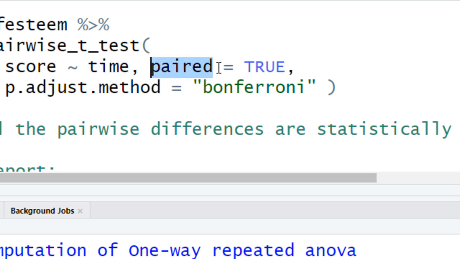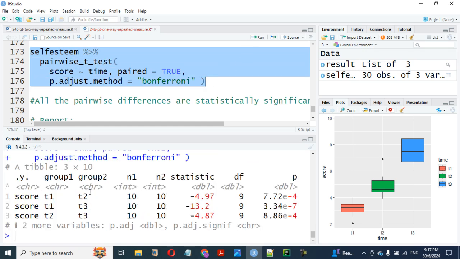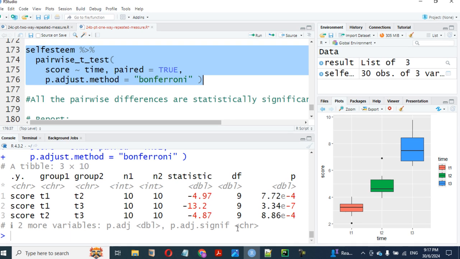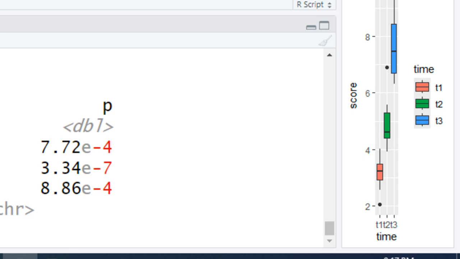So paired is equal to TRUE because it's really paired, like the one we did for the paired t-test. Our adjustment can be Bonferroni, can be BH, which is Benjamini-Hochberg, so you can use any one of them, you can use FDR and that. So let's run this. You can see that here we have our group1, group2. So this one against this, against this, against this. All right, that's what I mean. For each set, they are all 10. Statistics, we are having this, and the degree of freedom is this. Let me just arrange so that you can see properly. Something is hidden here. Let me run again.